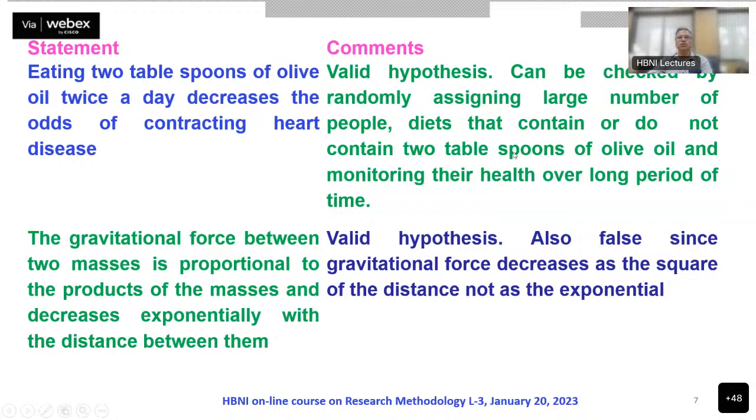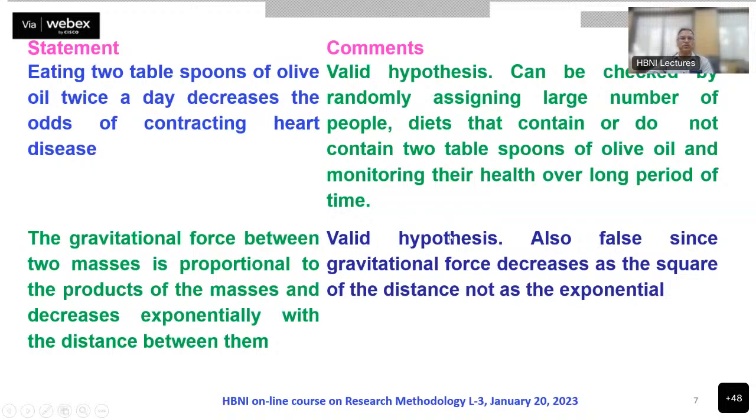So this is a good study. One can do this research using this hypothesis. Another one is: the gravitational force between two masses is proportional to the product of the masses and decreases exponentially with the distance between them.